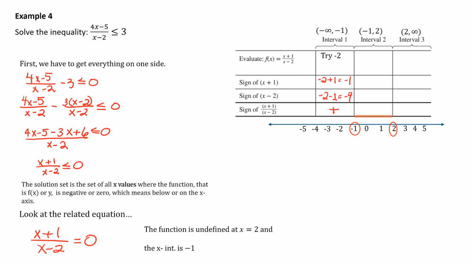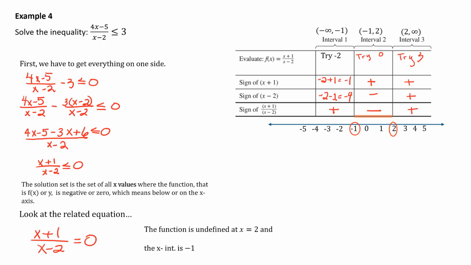From negative 1 up to 2, in that interval, we can try 0 in each of the numerator and denominator. And when we do that, the sign of x + 1 will be positive, and the sign of x - 2 will be negative. So that means that the function itself will be negative, because multiplying positive times negative gives you a negative. From 2 to infinity, both the top and the bottom are going to be positive, and so the whole function will be positive.